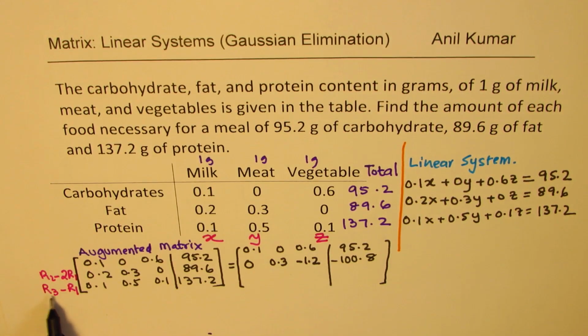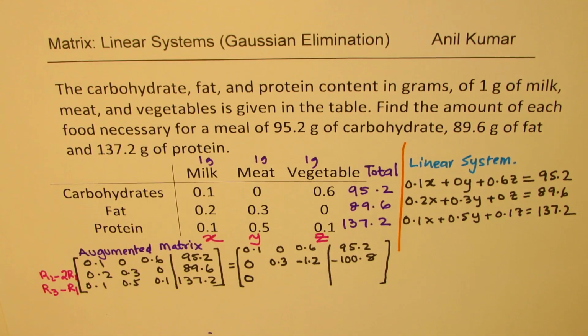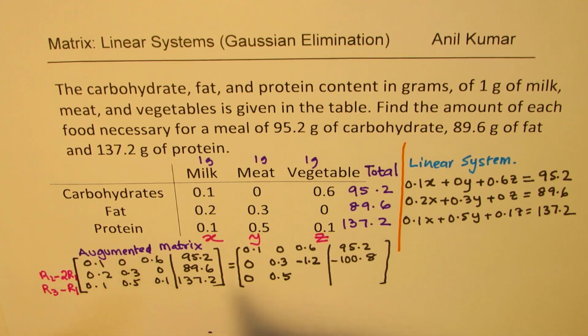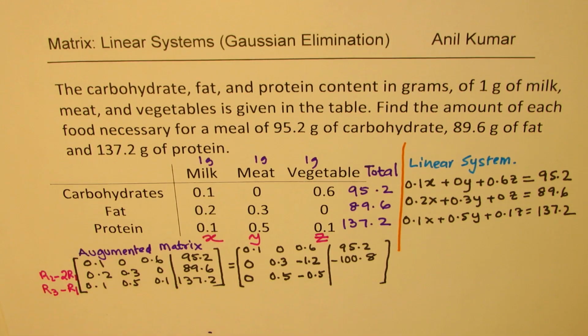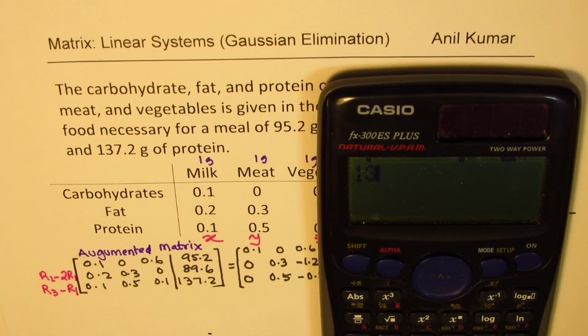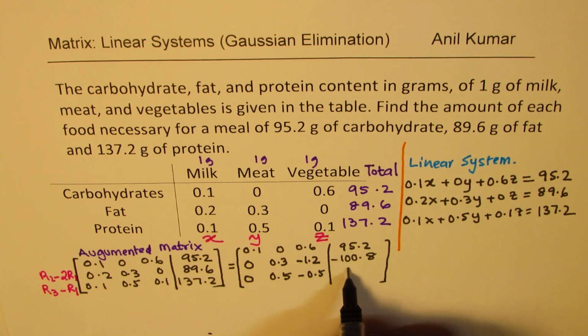Now we'll do the next operation. The first one is 0, which was our objective. Here, taking away leaves us with 0.5. And here it gives me minus 0.5, that is 0.1 minus 0.6. And here, let's use the calculator again, since we can't afford to make mistakes: 137.2 minus 95.2 gives us 42.